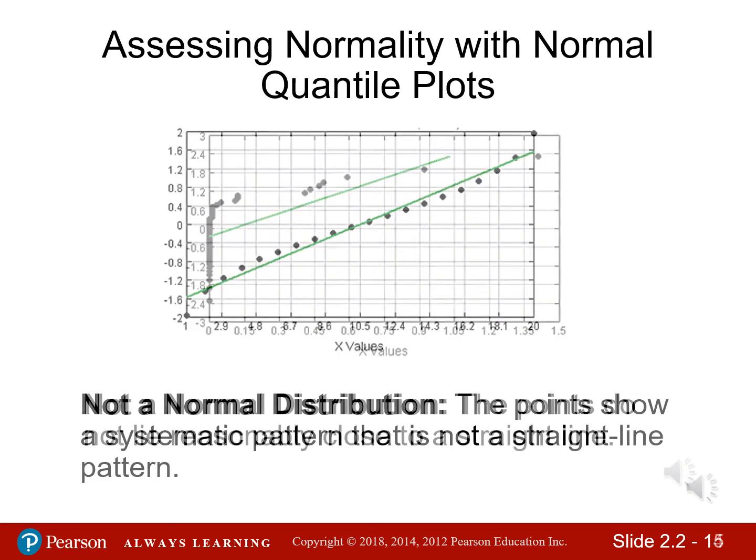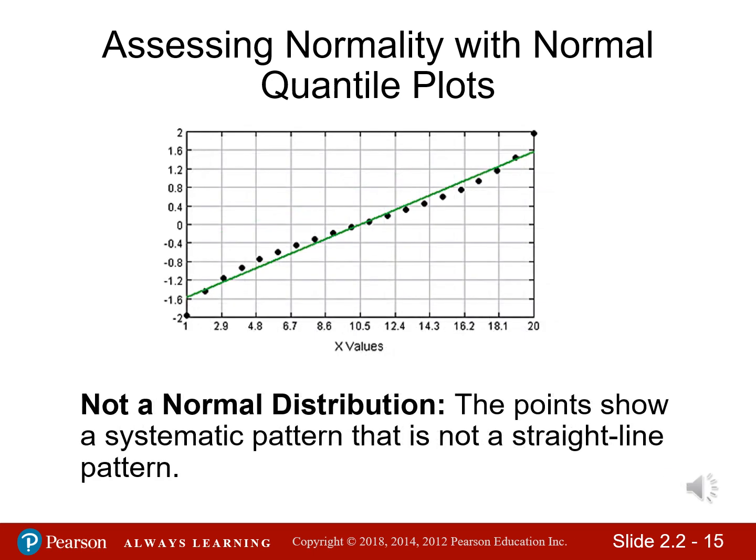And finally, in this example, you can see that while the data points are reasonably close around that green straight line, let's check to see if there's another systematic pattern. As you can see, about half of the data points hover just above the green line, and about half the data points hover just below the green line. This appears to be another pattern. This violates the second condition of the normal quantile plot, and so we would conclude that this distribution is not a normal distribution.